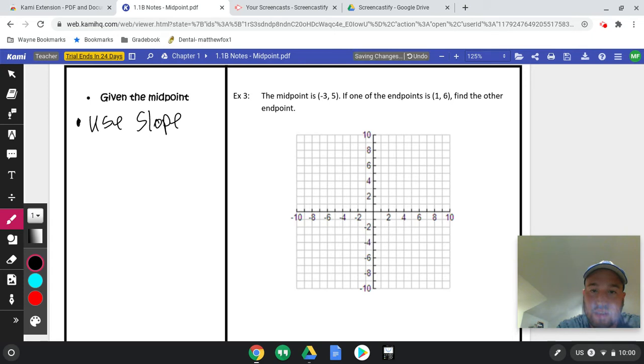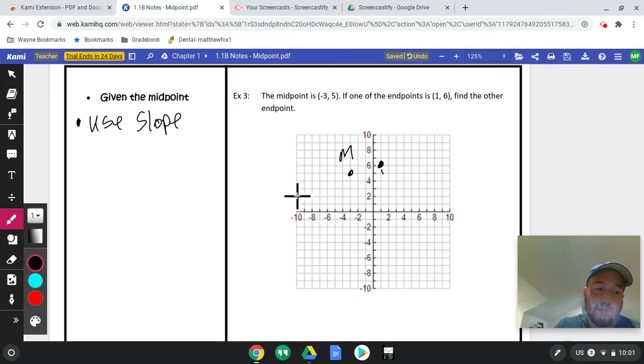So we know that the midpoint is negative 3, 5. So we go left 3, up 5. And I'm going to label that with an M because that is our midpoint. Now, one of our endpoints is over here at 1, 6. So 1, 6, right about there. Okay, now this is kind of what I was talking about before.